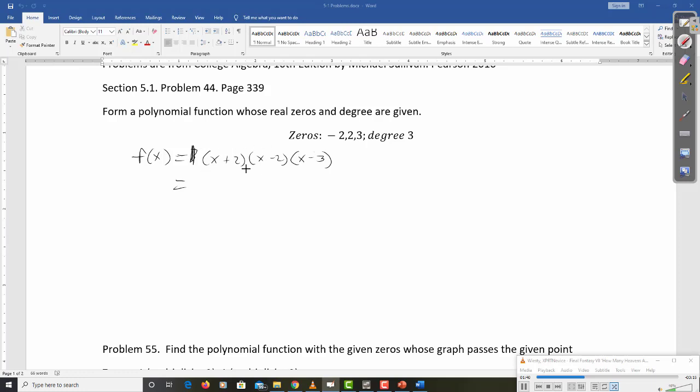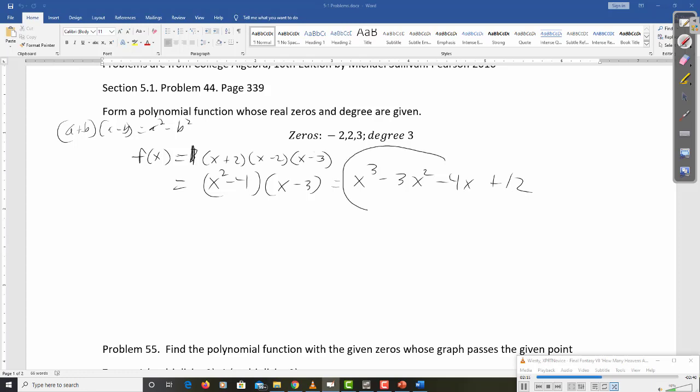So I'm going to multiply these two first, the x plus 2 and the x minus 2, because I have a plus b and a minus b. And it is a super fast multiplication formula if you remember it. A plus b times a minus b is a squared minus b squared. So this is x squared minus 4 times x minus 3, which is x cubed minus 3x squared minus 4x plus 12. So that's our answer.